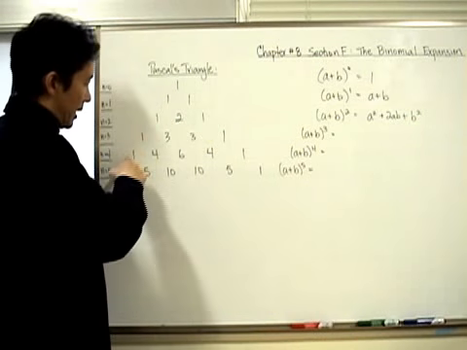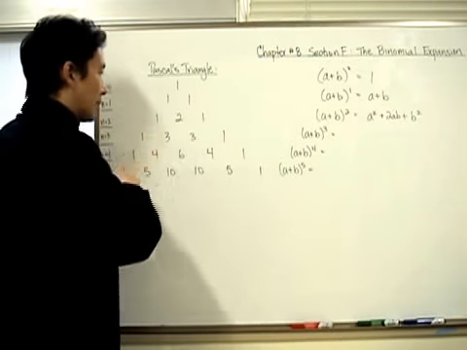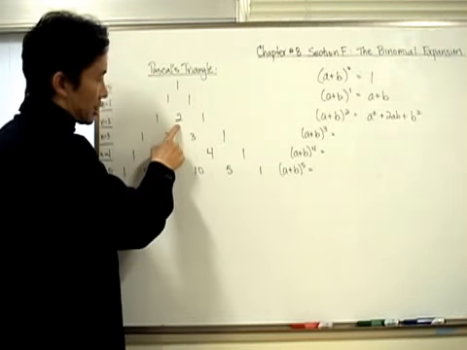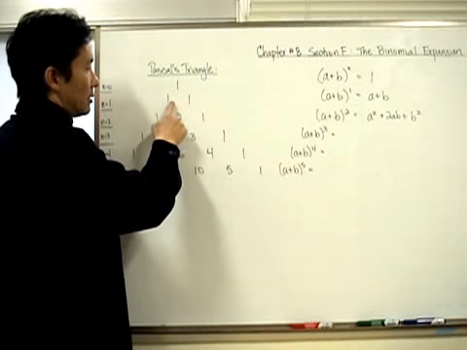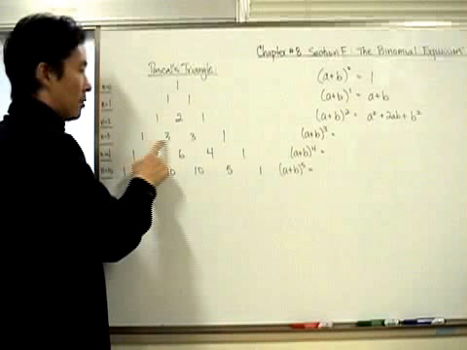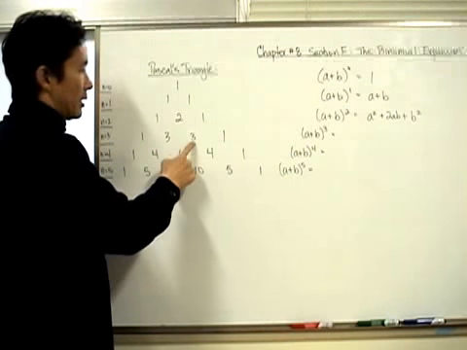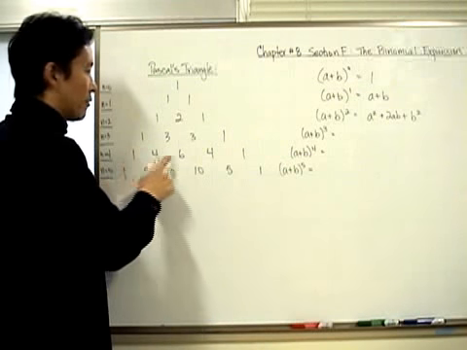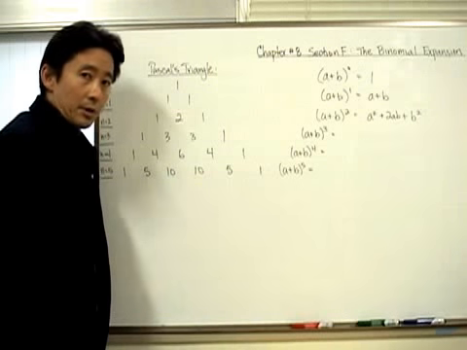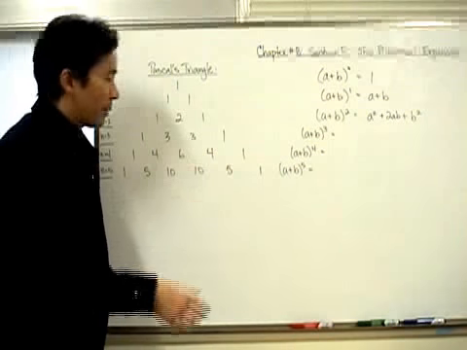Notice that all of the outside edges of the triangle are all 1s. How do I get this 2? Let's see if you can figure it out. Notice that the next line says 1, 3, 3, 1, and let's see if you can figure out how I got this 3 and this 3. Now notice the next one is 1, 4, 6, 4, 1. The next one is 1, 5, 10, 10, 5, 1. Hopefully you can see a pattern there. Do you? Maybe you don't.